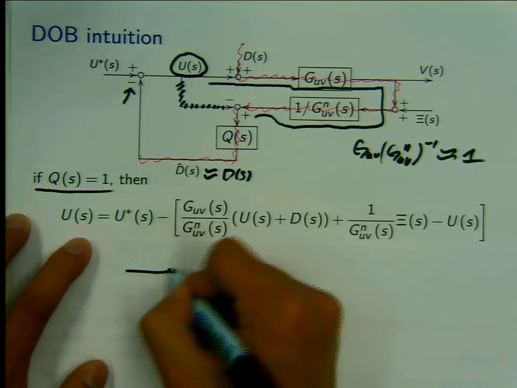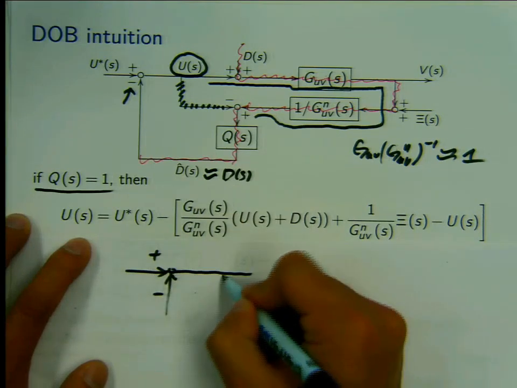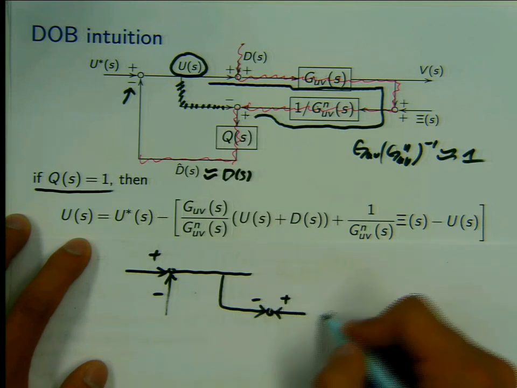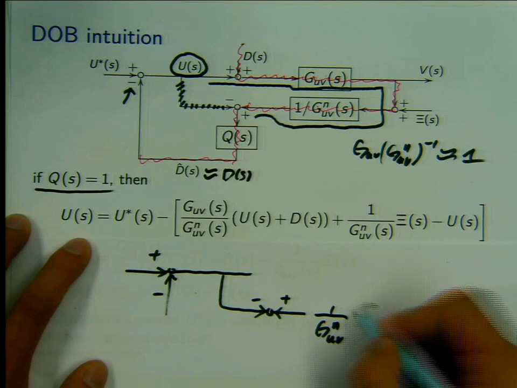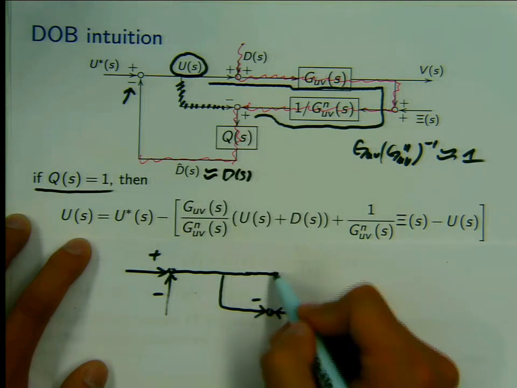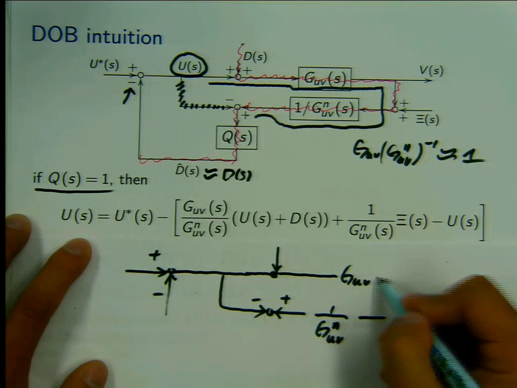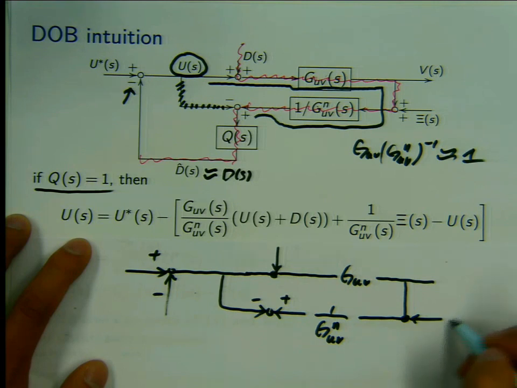Let me redraw the block diagram to make it cleaner. Negative, plus, 1 divided by GUVN, GUV. And then this psi is the measurement noise.